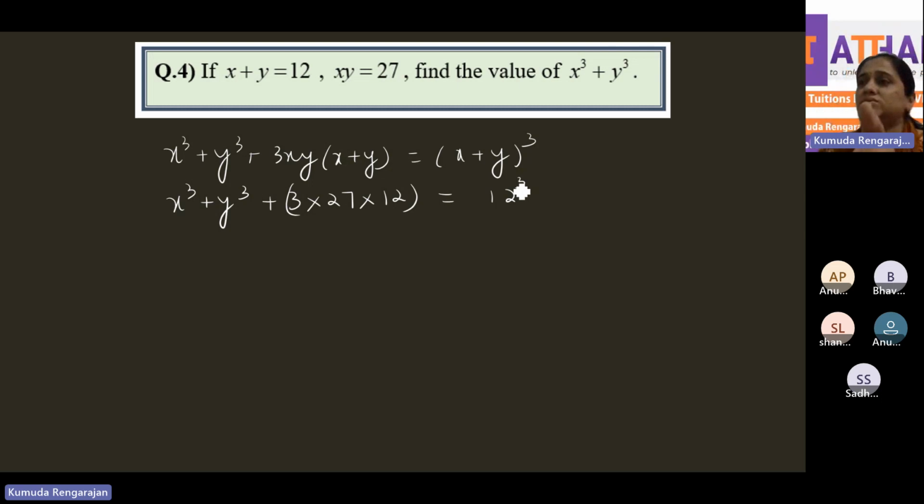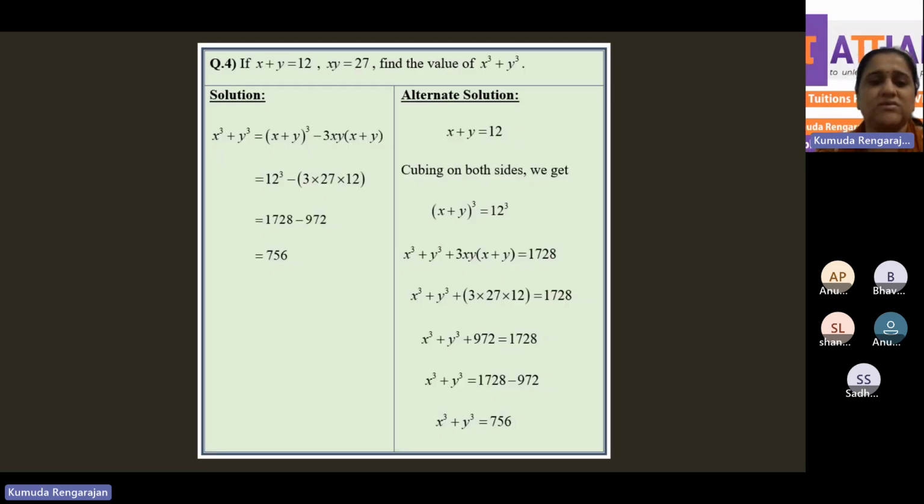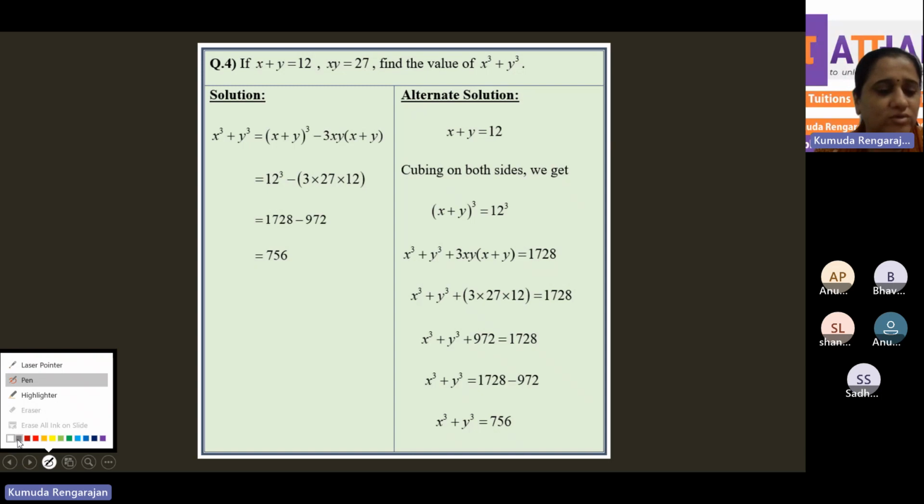Now you will say it's almost the same. It is the same, just that here you directly use the identity. There you write the equation x plus y is equal to 12 and you cube it on both the sides, but once you cube, you have to use the identity. So here we directly use the identity. That's the difference, not much. It's not a different method altogether. In both, we have to use the identity.